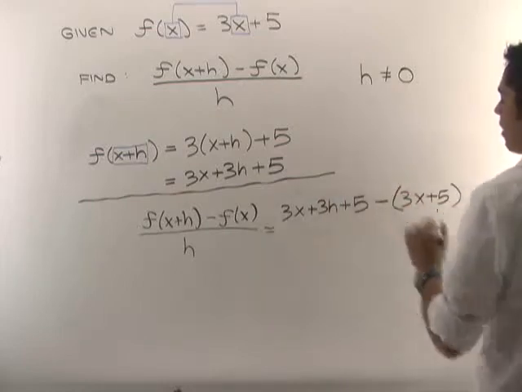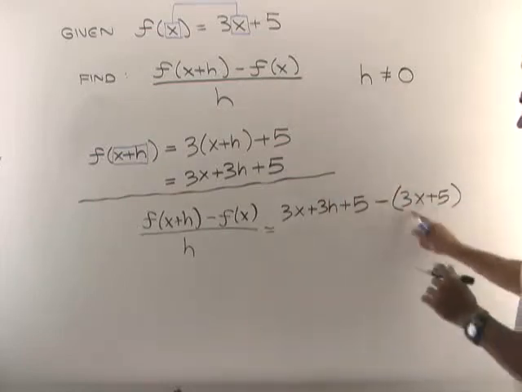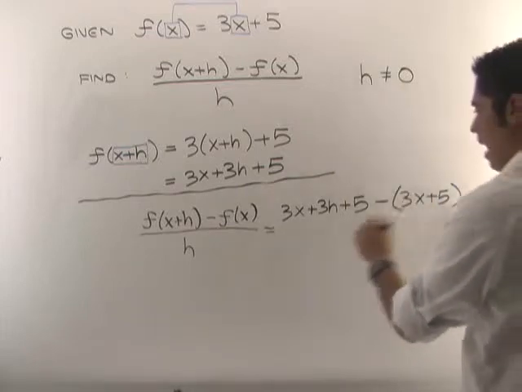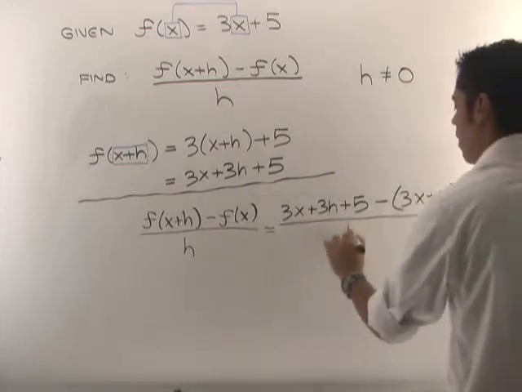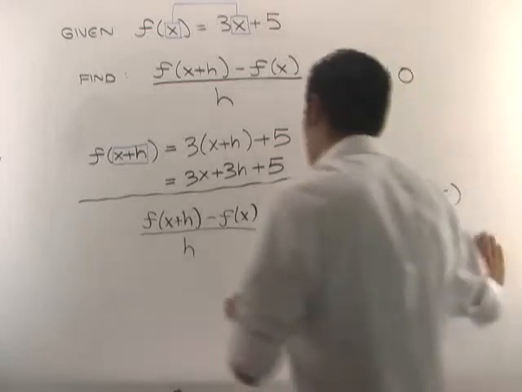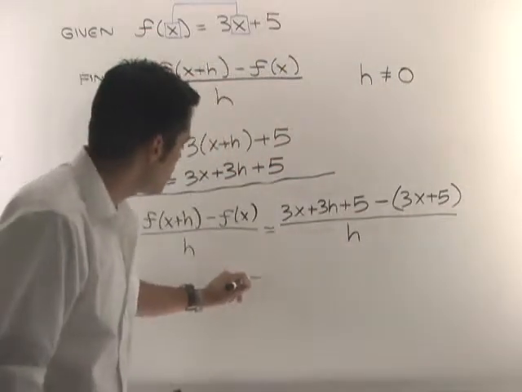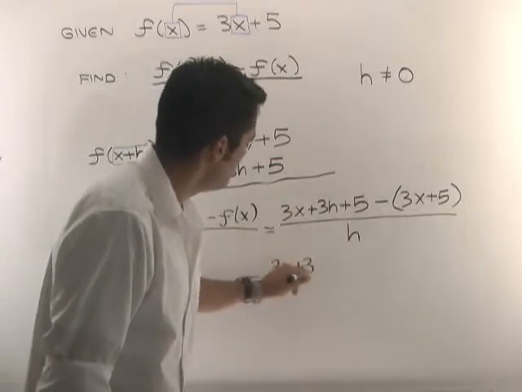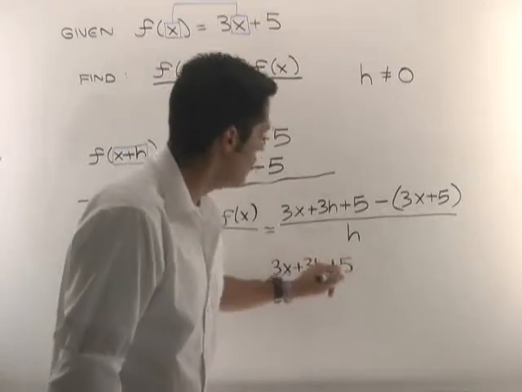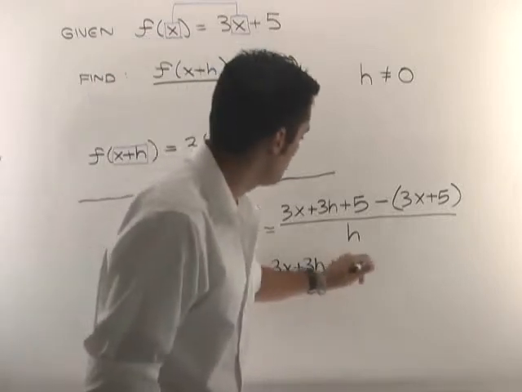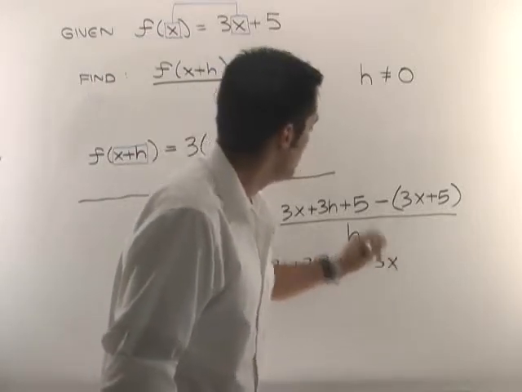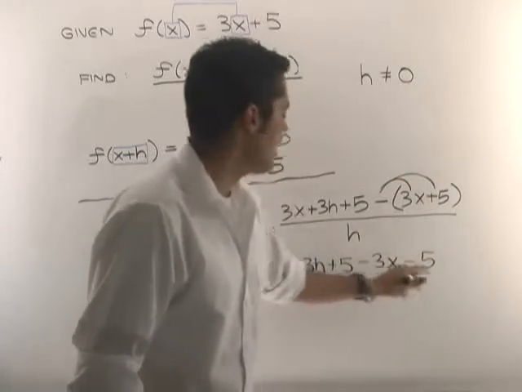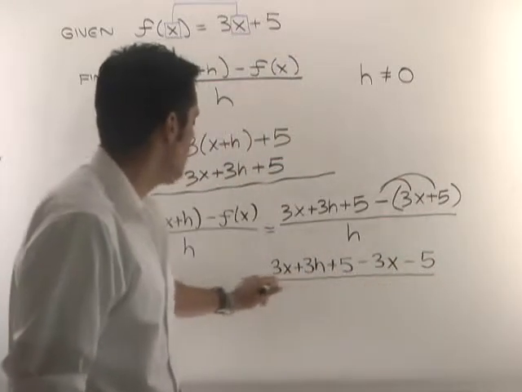Be very careful there. You need the parentheses because you're subtracting the entire function. So you need that. Then all of this divided by the h. Okay, now if you do this correctly, good things should happen here. We have 3x plus 3h plus 5. And what I mean by good things is good things are going to cancel. We distribute our negative through here. It becomes a negative 3x and a minus 5, then all over h.